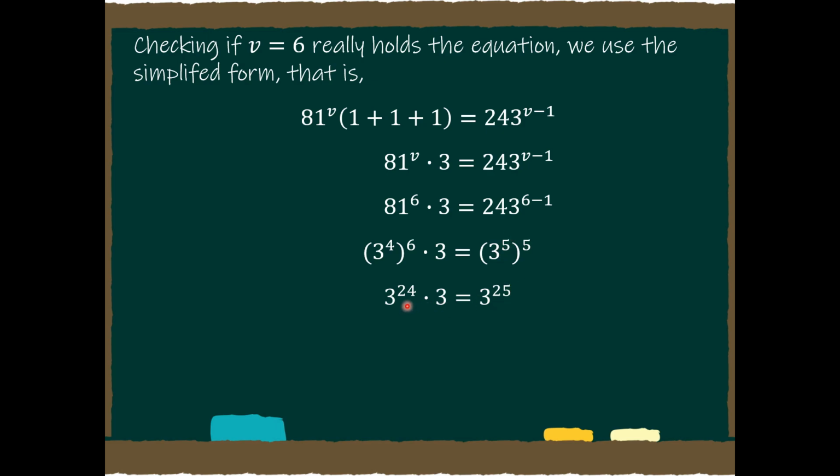Now, the law of exponents says that if you multiply powers of the same base, you add the exponents. So this is understood to have a power of 1. This is 24. So 24 plus 1, you have 3 raised to 25. The left is equal to 3 raised to 25 at the right. Hence, v equals 6 makes the equation true.